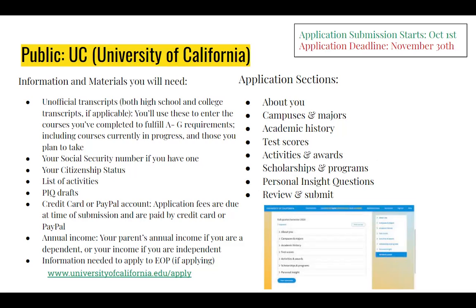Also, if we apply to the UC, would it be one application for the whole UC system, or would we have to do an application for each campus? It's one for all, and we'll talk about that later.